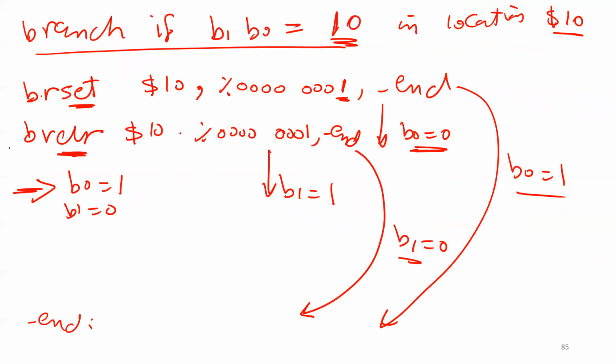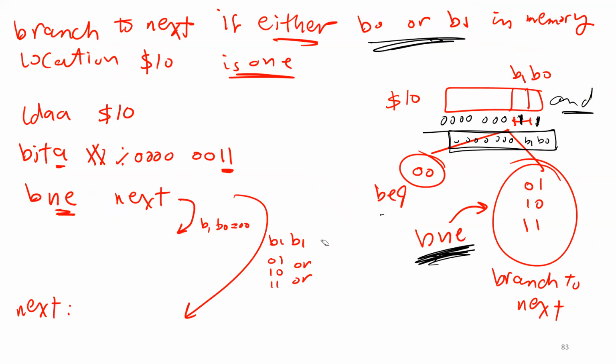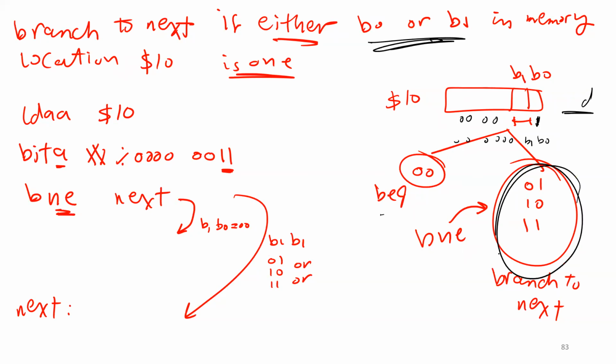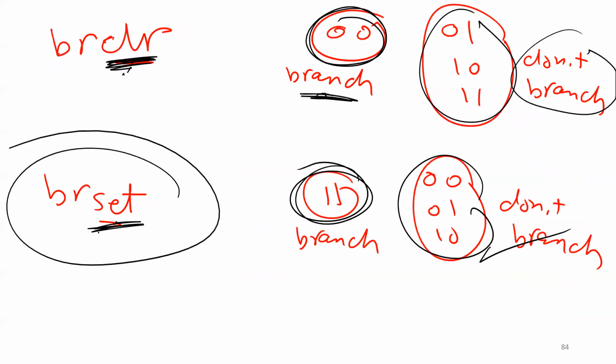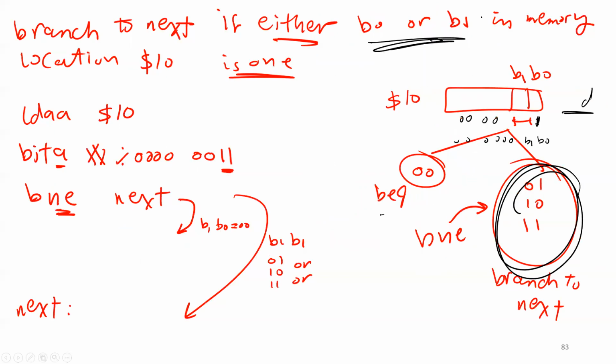Okay. So if I want to do something similar to what I did here using branch, look here, guys. I want to branch to next in this case. So what we have here is a branch in case of 0, 0, right? And it's not going to branch in this case. So what's going to happen is, look here.